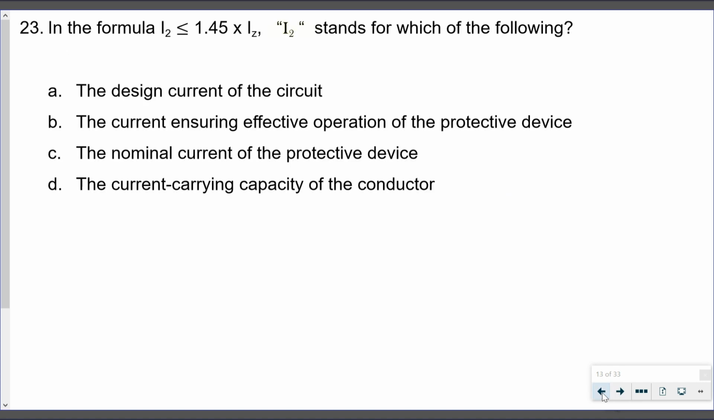Okay, so current ensuring effective operation of the protective device. That's the one there that we're looking for. So it's not the design current, it's not the nominal current, it's not the current carrying capacity, it's the one that ensures the effective operation of the protective device.